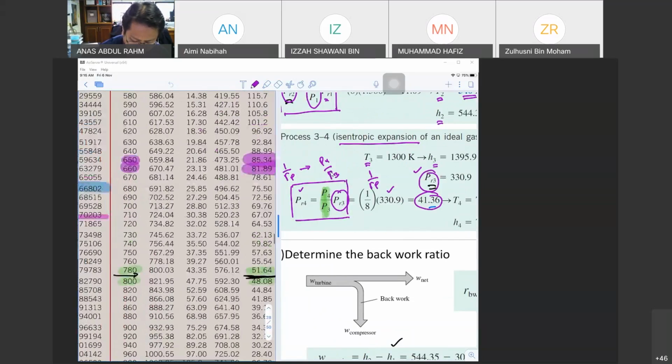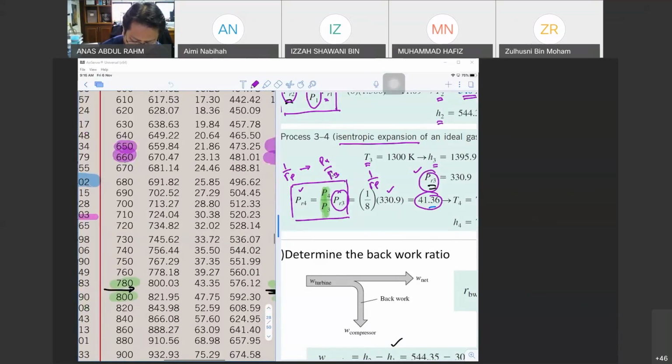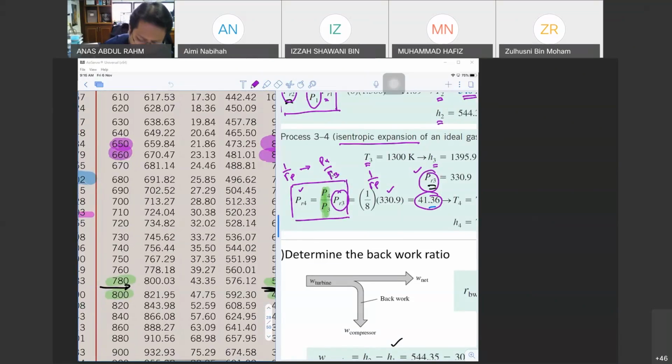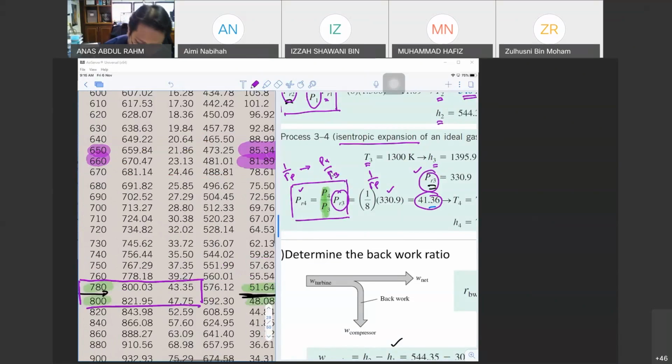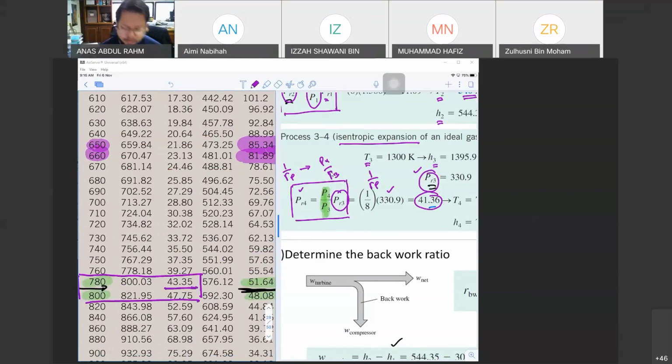Okay, 41 should be located in between these two values. So we are dealing with P. So 41 should be between 43 and 47. So you have to do interpolation.